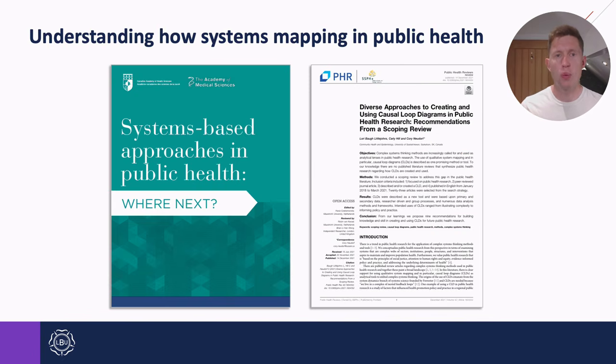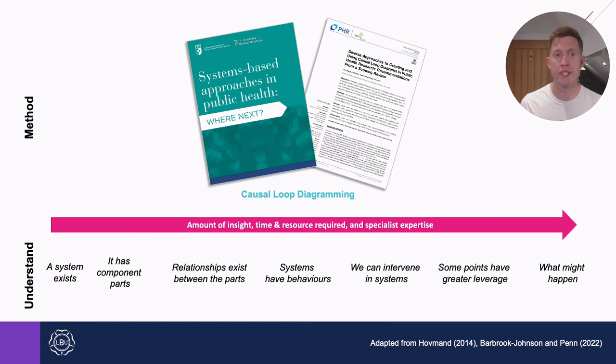Now, if we look at the ways in which these methods have been applied across the public health literature, there seems to be quite a lot of consensus. It is the causal loop diagrams that are most often used in order to try and understand how a system behaves, and to some degree, and in some studies, to start identifying potential places for intervention.